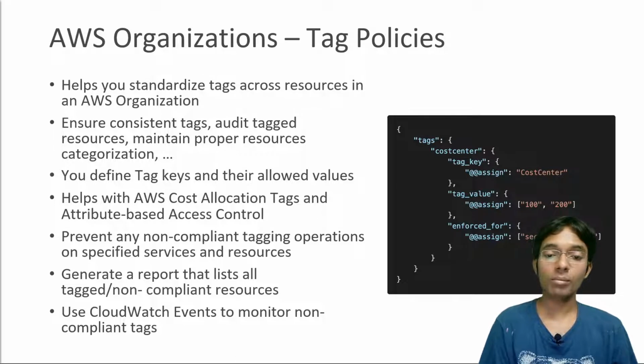So in this example, on the right hand side, for the Secrets Manager service, we can only have the key cost center with the value 100 or 200.